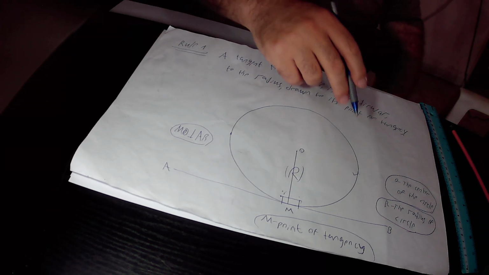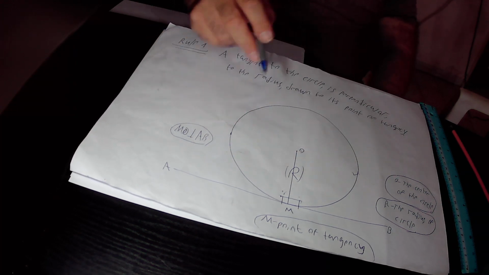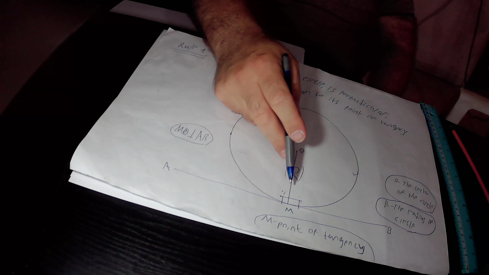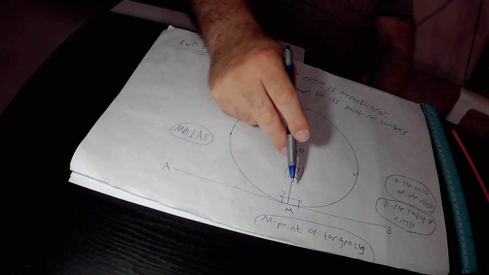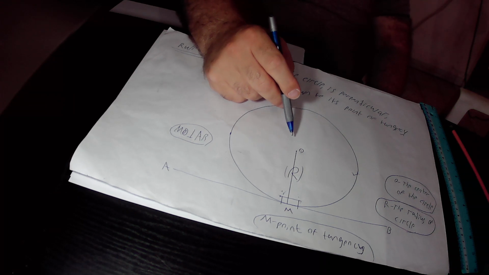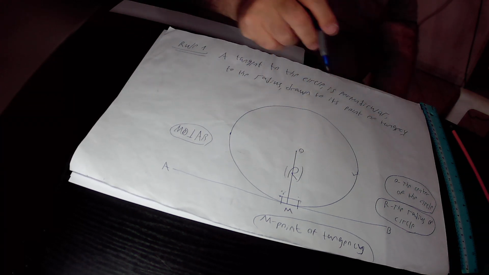So in the drawing we have a circle, and we have tangent AB. This is tangent AB, that is tangent to this circle at this point, point M. In addition, we have the radius OM, that is equal to R. The radius OM is drawn to point M, that is the point of tangency of tangent AB with this circle.